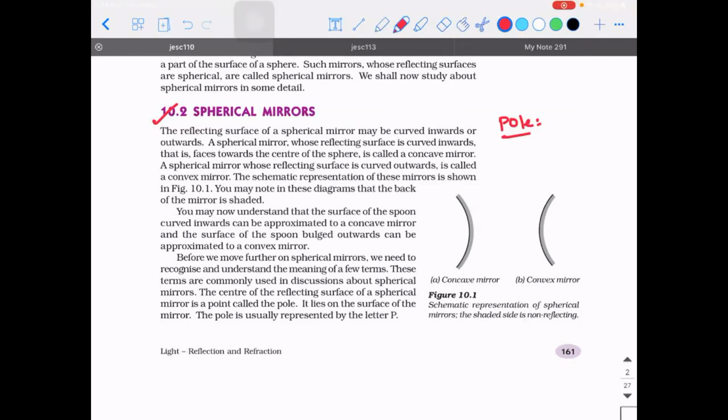If the convex mirror or the concave mirror is full, like a full circle, then the center of the circle would be the center of curvature. Okay, it's a sphere actually, because these are called spherical mirrors. You don't use the word circle.